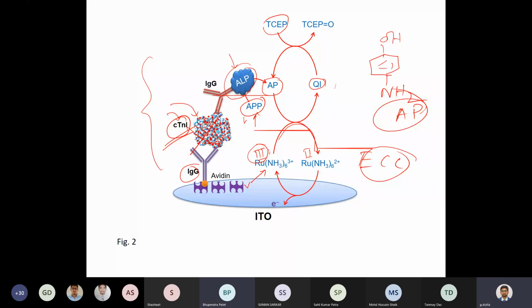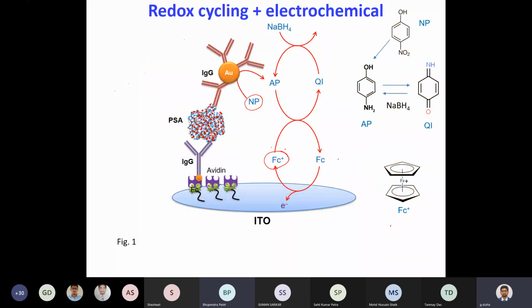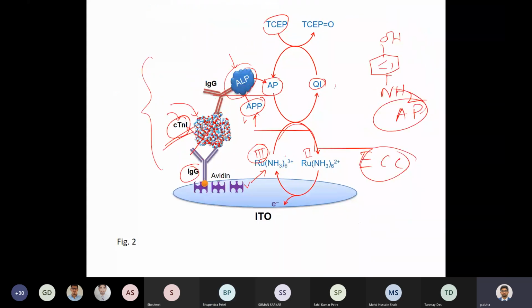Yes, sir. So you can see in the last one we used Fc plus. Here we are using ruthenium 3, like this. So this is another couple, another reagent. Actually, we discovered it, so that's why I'm teaching it to you here. So ruthenium 3 will react with the AP.